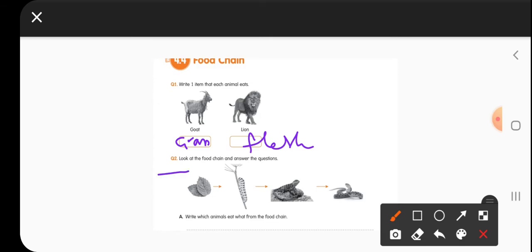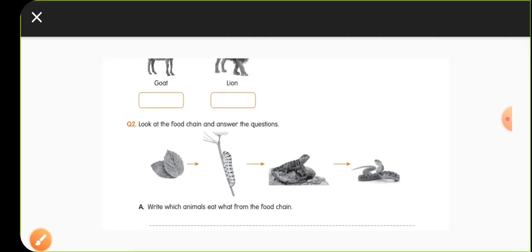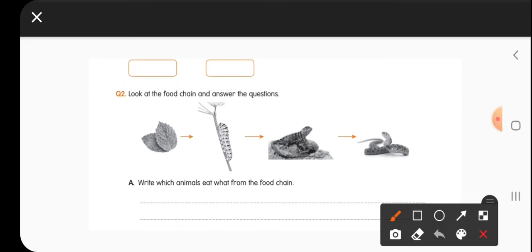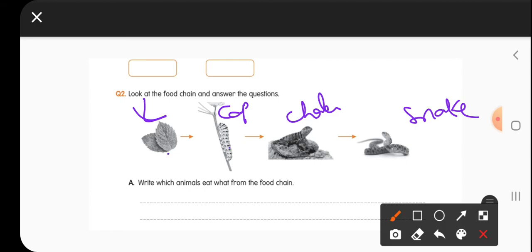Okay, so let us move to the second question, children. In the second question, they gave a diagram. Look at the food chain and answer the questions. In A1, write which animal eats what from the food chain. In this particular picture, you are able to see 4 items in the food chain. One is leaves, second is caterpillar larva, third is chameleon, and the fourth is a snake. Now they are asking which animal eats which from the food chain. A caterpillar larva eats the leaves, a chameleon is eating the caterpillar, and a snake is eating the chameleon.